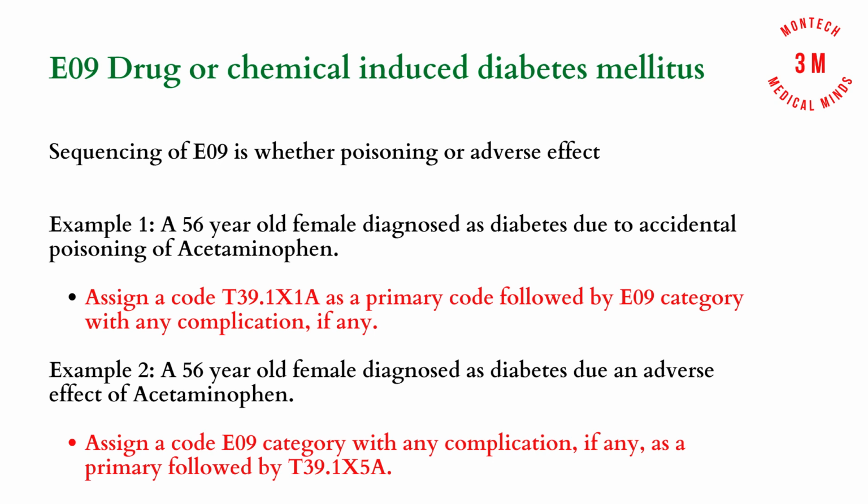Example 1. A 56-year-old female diagnosed with diabetes due to accidental poisoning of acetaminophen. Assign a code T39.1X1A as a primary code followed by E09 category with any complication, if any. Example 2. A 56-year-old female diagnosed with diabetes due to an adverse effect of acetaminophen. Assign a code E09 category with any complication, if any, as a primary followed by T39.1X5A.